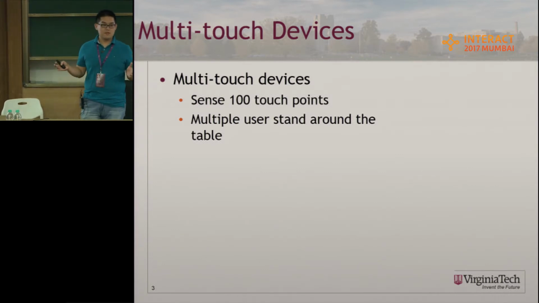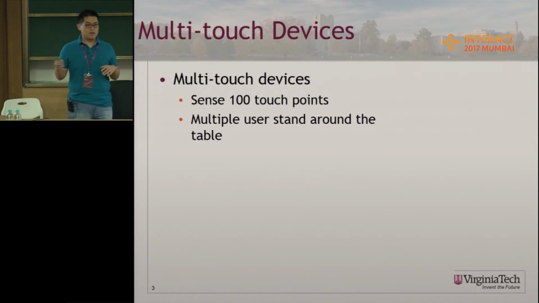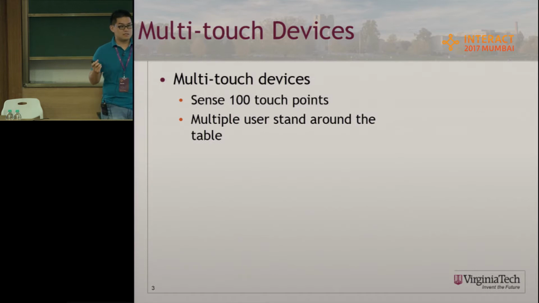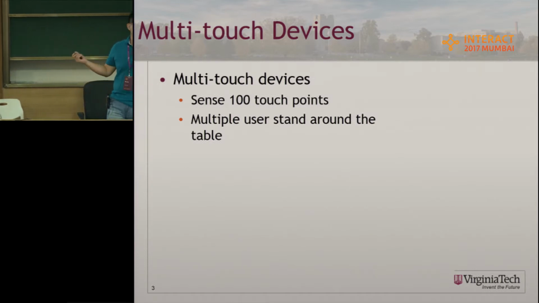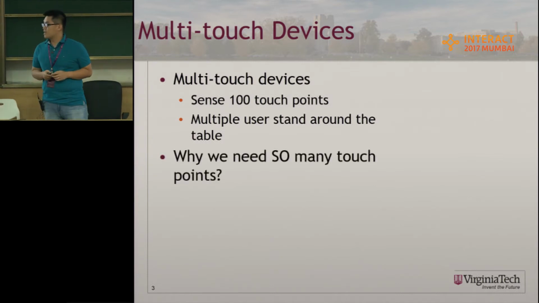So everybody has 10 fingers. If everybody puts their hands on the display, it can still allow 10 people to interact at the same time, unless somebody wants to use their nose to touch the display. Sorry. But one basic question is, why do we need so many touch points?